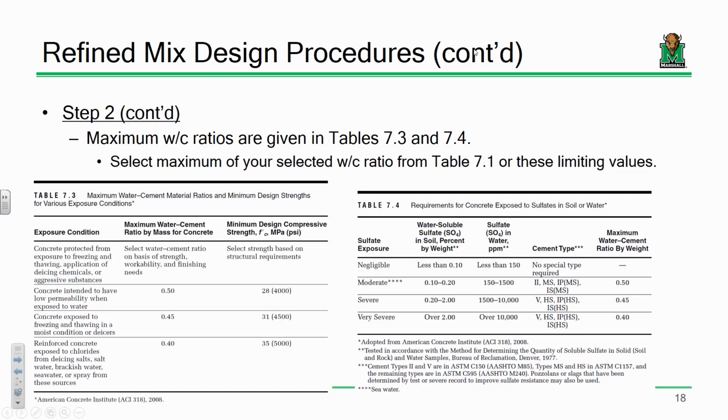Now, I think we also talked about this. Depending on your intended use of your structure, you might be subjected to freeze-thaw cycles. You might be subjected to de-icing salts or seawater. You might be subjected to sulfates, either through moisture or through soil. Based on those intended applications, you have limits on your water-cement ratio. Just make sure that whatever you specify falls within those limits. Everybody good on that?